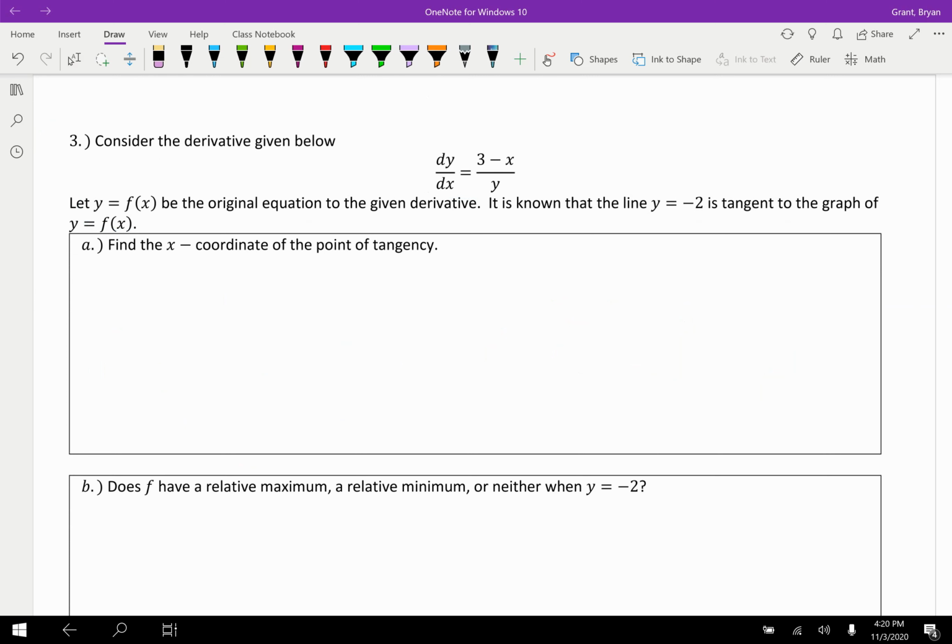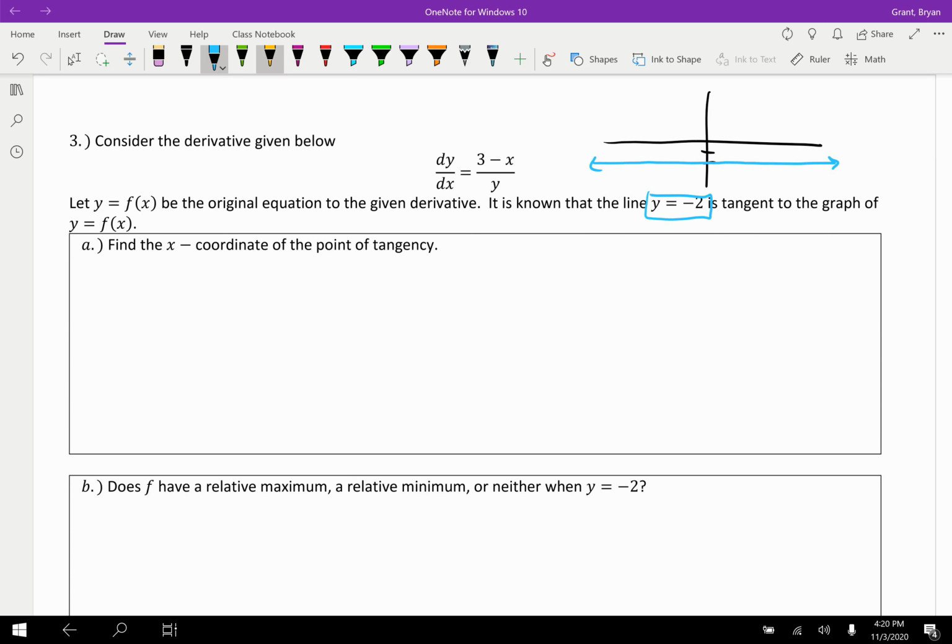It's known that the line y equals negative 2. What does that look like? Well, the line y equals negative 2 is this line down here. Right, goes kind of straight across, pretty good line too, is tangent to the graph of y equals f of x. However, they didn't actually tell us where it's tangent, which is a little frustrating. And then it says find the x-coordinate at the point of tangency.